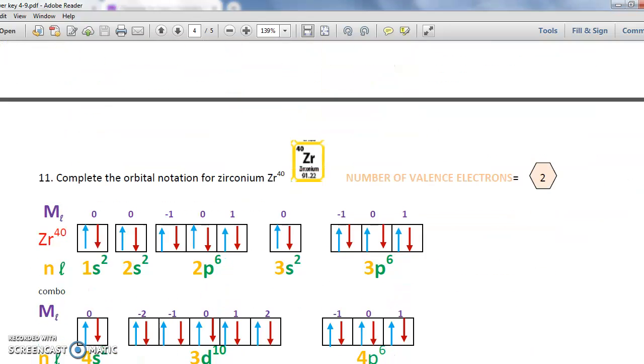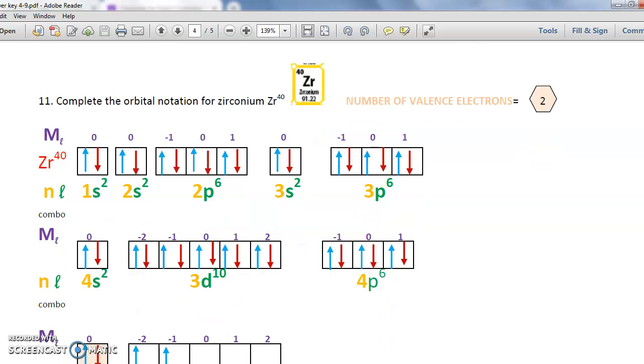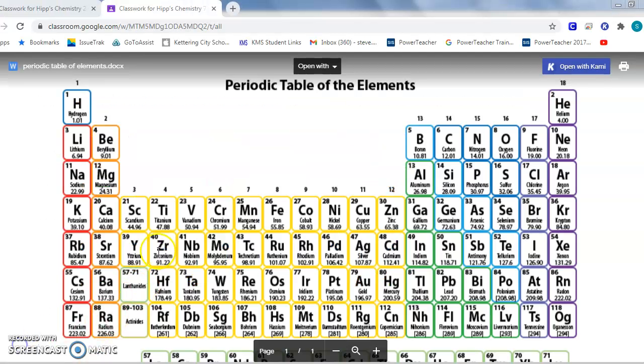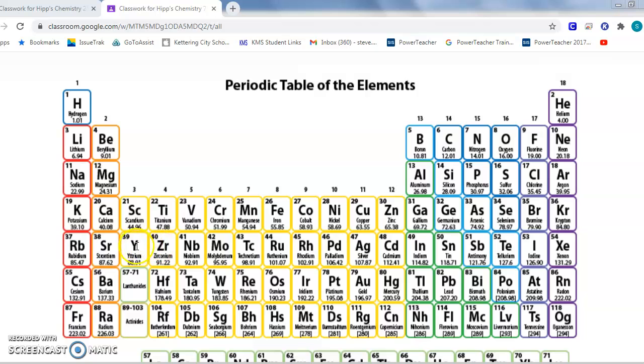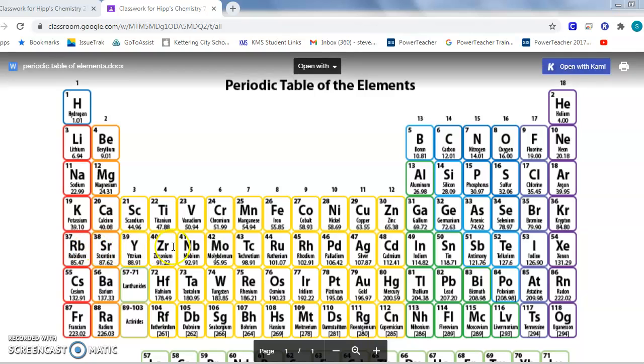All right, our next question, complete the orbital notation for zirconium 40. Zirconium is atomic number 40. If we look on the periodic table of elements, there it is. Here's zirconium right there. It's the second one in this part of the table. It's really the fourth one over after rubidium. So there it is, atomic number 40.